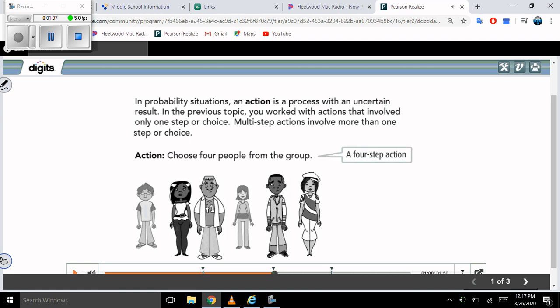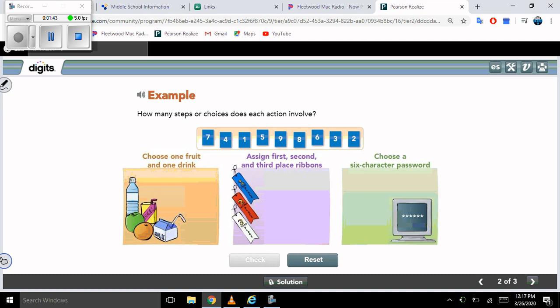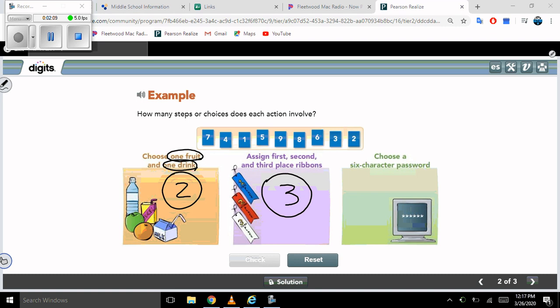Okay, so I think we're going to skip these last two parts here because, again, this part we would think would be relatively simple. If we take a look at what we've got here, it says how many steps or choices does each action involve. So in this particular situation, we have to choose one fruit and we have to choose one drink. So that obviously should be a two-step action. On the next one, we are assigning first place, second place, and third place ribbons. And so obviously, three things that we have to do. Therefore, it's a three-step action. And then on the last one, you have to choose a six-character password. Obviously, a six-character password means you have to pick six characters, and therefore, it is a six-step action.